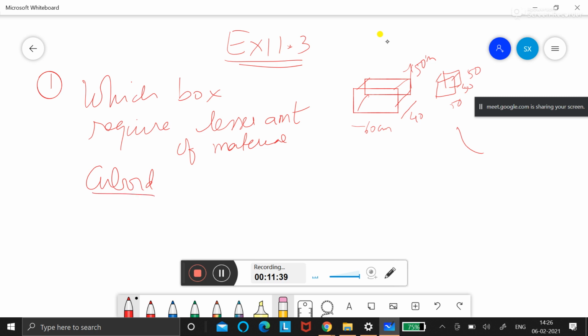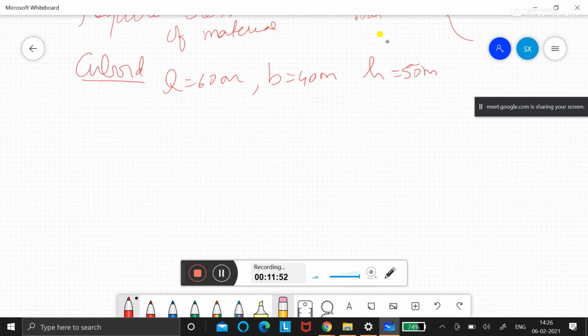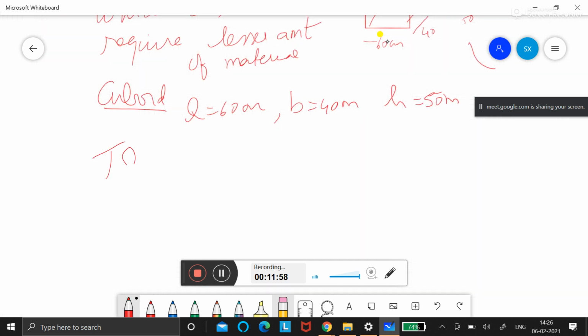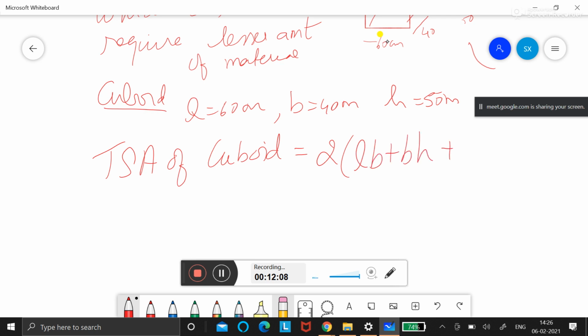Okay, for the cuboid we will do L is 60, B is 40 and H is 50. Now let us do the surface area of a cuboid. What is the surface area of a cuboid formula? TSA of a cuboid. Every time you must write the formula. Every time you must learn the formula. TSA of a cuboid is 2 into (LB plus BH plus HL). Repeat all of you. What is TSA of a cuboid? 2 into LB plus.